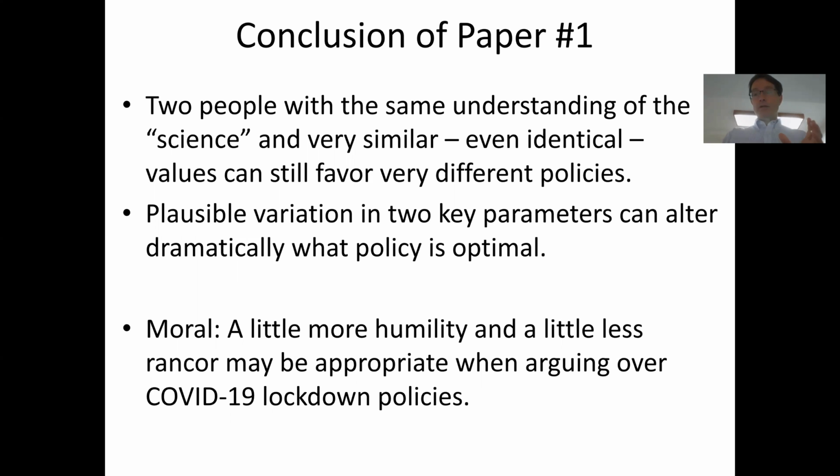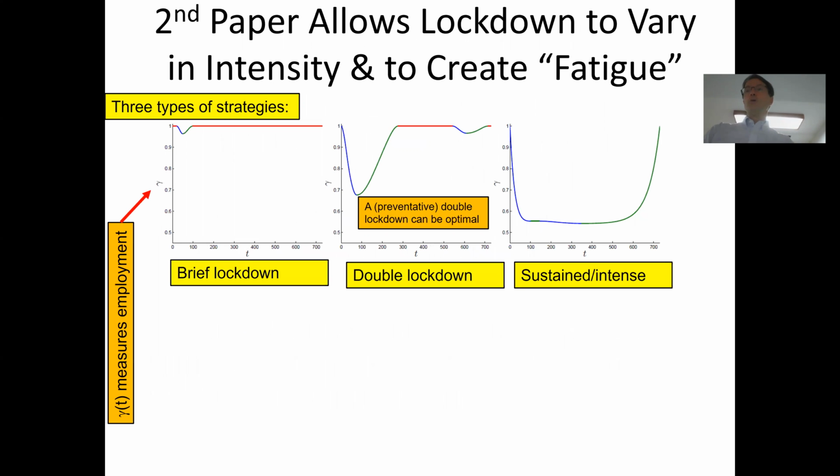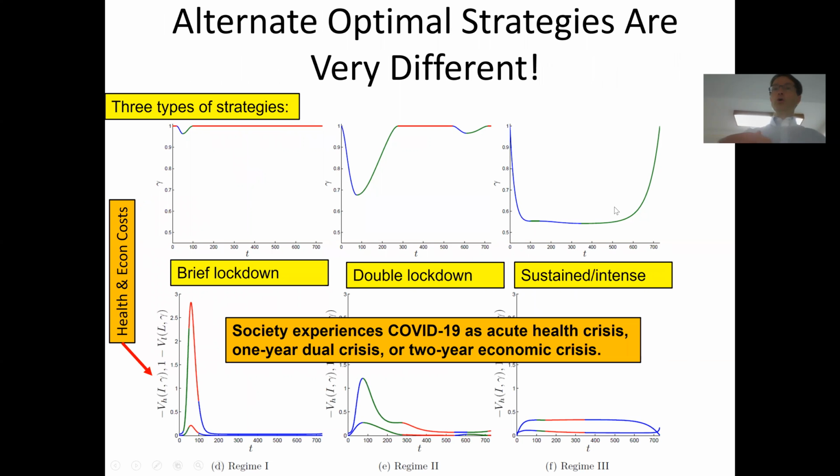I think I have like 1 minute left, so a really super quick preview of paper number 2, where we allow the lockdown to vary continuously. Here, the vertical axis is the number of people who are working, so dips below 1 indicate the strength of the lockdown. So we have only a brief lockdown, a double lockdown, and a sustained lockdown. Those produce very different experiences for society. The bottom graphs indicate the health costs and the economic costs.